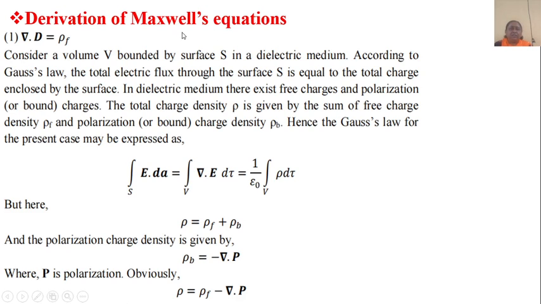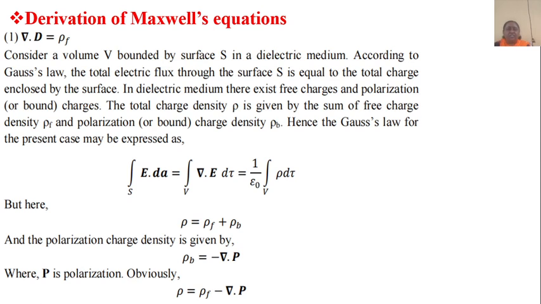Now, derivation of Maxwell equations. First, del dot D equal to rho F. Now, consider a volume V bounded by a surface S in a dielectric medium. Now, according to Gauss' law, the total electric flux through the surface S is equal to the total charge enclosed by the surface. In dielectric medium, there exists free charges and polarization charges.